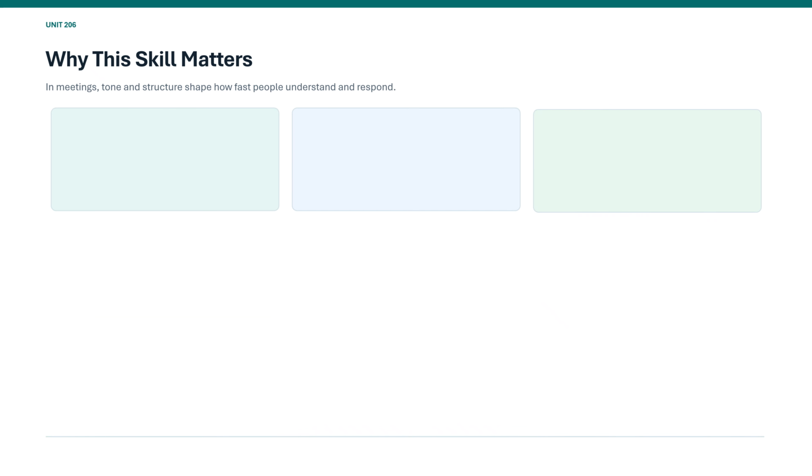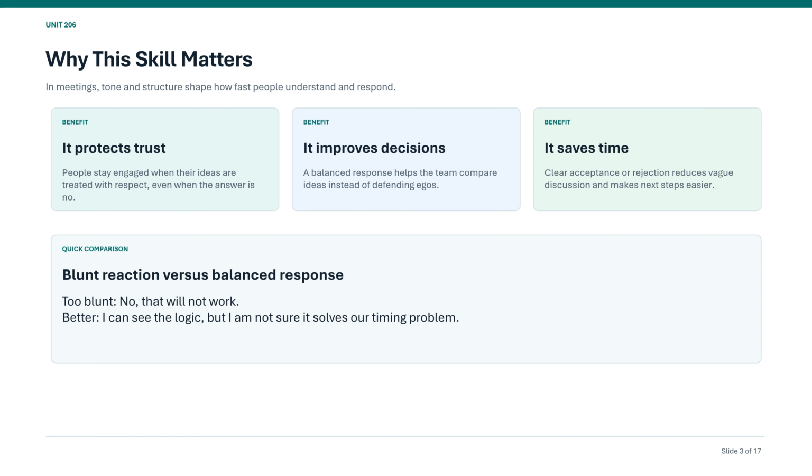This skill matters because meetings are not only about ideas, they are also about clarity, pace, and working relationships. It protects trust. People stay engaged when their ideas are treated with respect, even when the answer is no. It improves decisions. A balanced response helps the team compare ideas instead of defending egos. It saves time. Clear acceptance or rejection reduces vague discussion and makes next steps easier. The comparison on this slide shows the main principle. Professional language keeps the meaning clear, but it removes unnecessary friction.